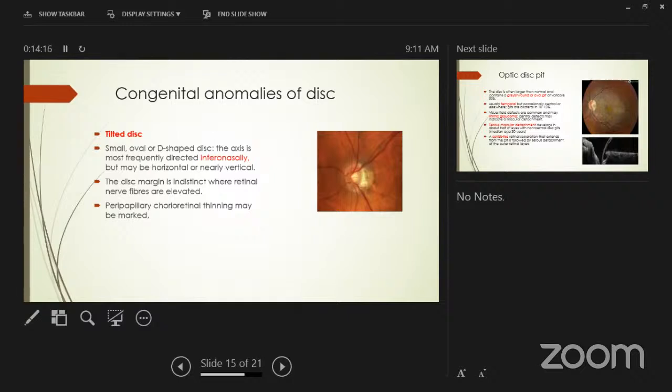We usually get this kind of tilted disc in cases of astigmatism as well as in myopic patients. The axis of the disc is usually directed inferonasally, and the disc margin is indistinct where the retinal nerve fiber layers are elevated. Peripapillary chorioretinal thinning may be marked.